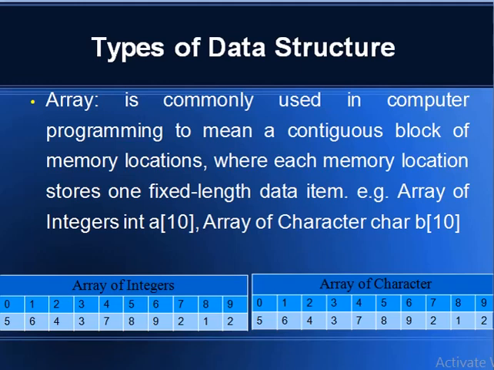Then the types of data structure, as we have mentioned. The first is the array. Array is commonly used in computer programming to mean a continuous block of memory locations, where each memory location can store one fixed length data element, that is array of integers, array of characters, array of floats, etc.